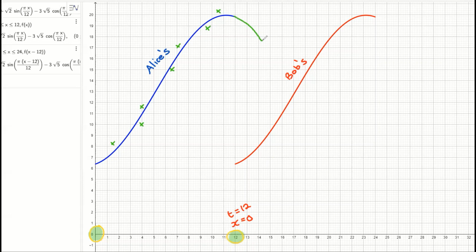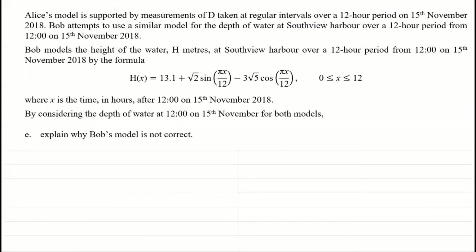So the problem with the model is the fact that there is a discontinuity between when t equals 12 on Alice's model and when x equals 0 on Bob's model. So that's why the question is asking you to consider both models at the 12 noon time. So if we go back to the notes, let's just go through this last part of the question again.